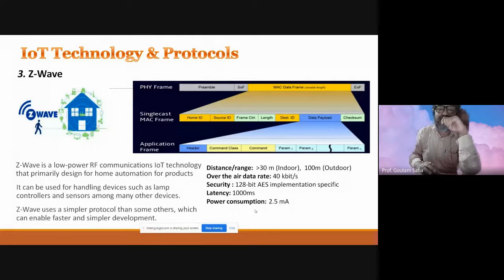Now, Z-Wave is another communication technology. If it is for indoor, it is 30 meters. For outdoor, it is 100 meters, 40 kbps, 128 AES implementation. Latency is extremely bad, 1000 milliseconds. Power consumption is very low, 2.5 milliampere. So you have to understand where you are using it. If your power is at a premium, latency is not a problem. If information going and coming takes some time, say 1 second or 2 seconds is nothing for you, you can use it because your battery will last long.